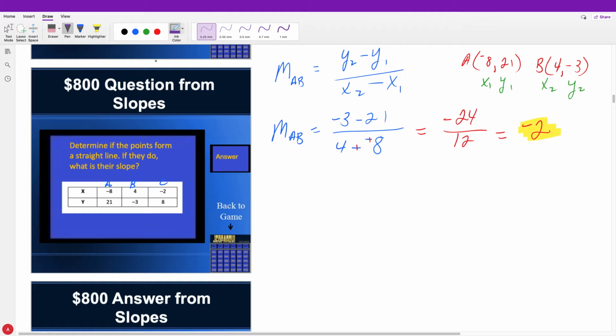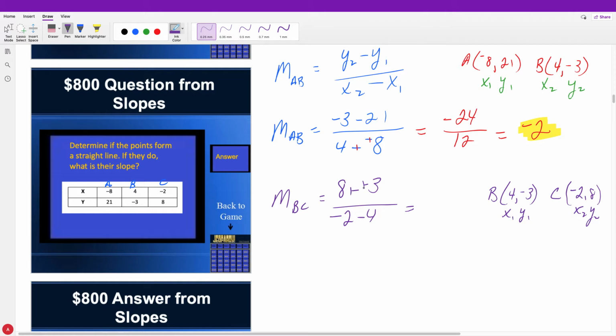The next one is going to be the slope of BC. We're just going to go right down the line. So once again, we're going to write these off to the side. So let's say our B is equal to (4, -3), and our C is equal to (-2, 8). So we'll say this is x1, y1, x2, y2, and then we'll just plug it in. So we have y2 minus y1, so 8 minus -3 over -2 minus 4. So this is going to give me a plus. So it's equal to 11 over -6. This can't reduce, so this is our slope.